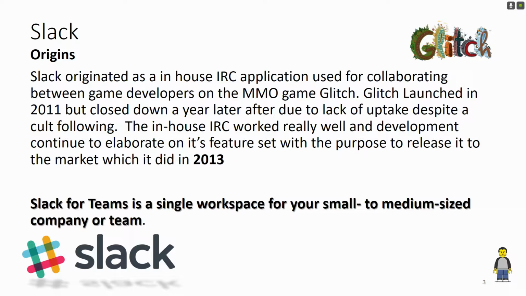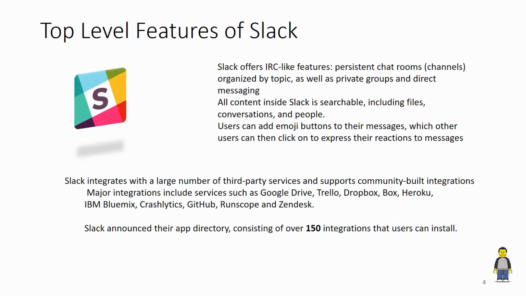As it says, Slack for Teams is a single workplace for your small to medium-sized company or team. So, the features. Slack offers IRC-like features, persistent chat rooms or channels, organized by topic, as well as private groups and direct messaging. All content inside Slack is searchable, including files, conversations, and people. And users can add emoji buttons to their messages should you really feel the need, so they can express their reactions to certain items that are placed before them.